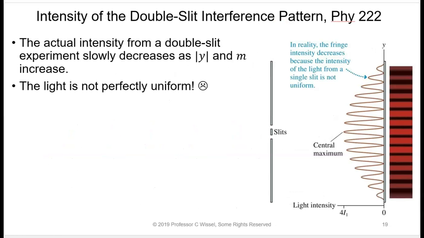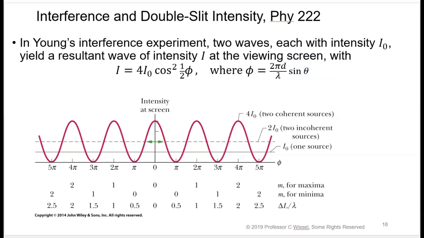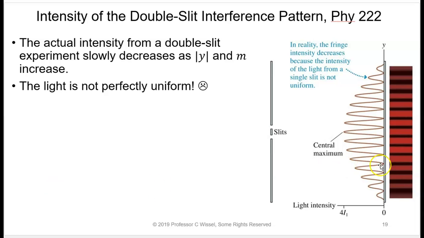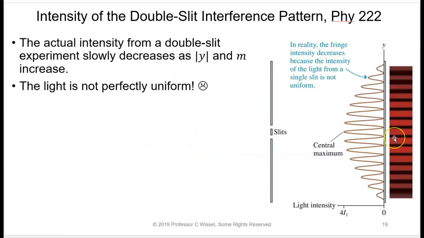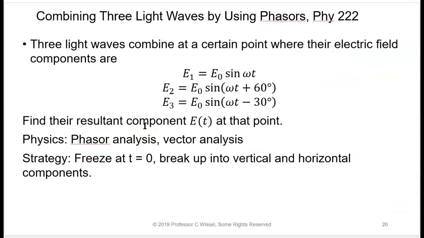It's kind of cool. This is not what you actually get when you do the experiment. Why? Because light's not perfect. In reality, you don't get all of this being the same amplitude as you go out across the screen here. In reality, you get something that looks like this. The central maximum is very bright, and the rest of them sort of get dimmer and dimmer as you get further and further away from the central maximum. That's because the light is not perfectly uniform. Sort of like the difference between an ideal experiment and what really happens.